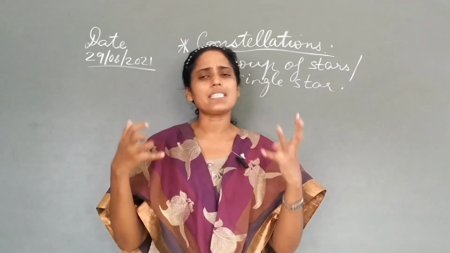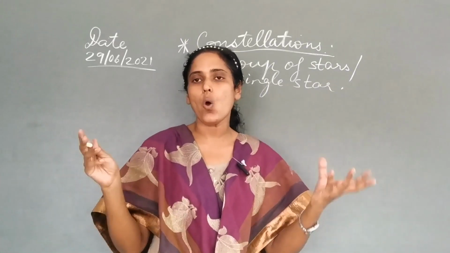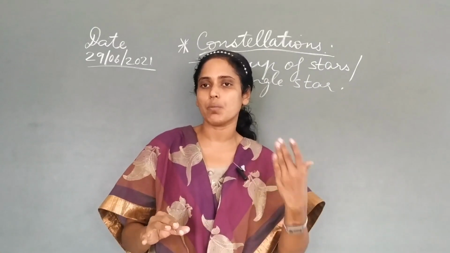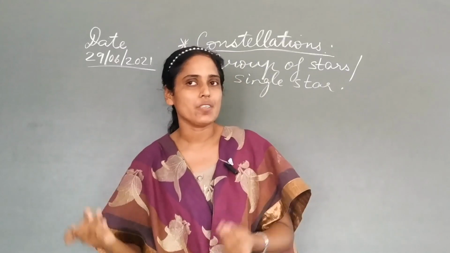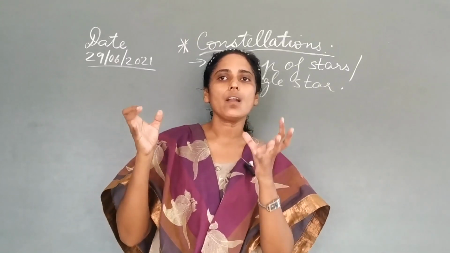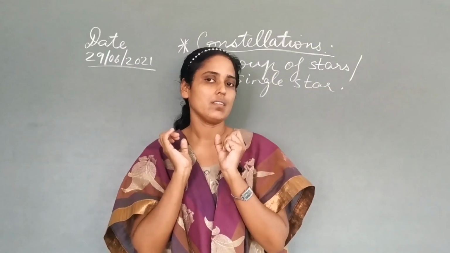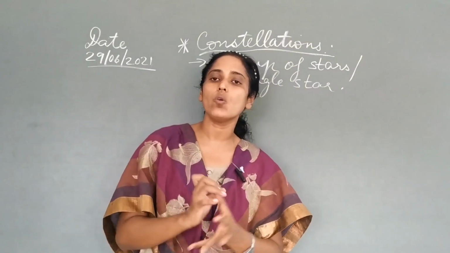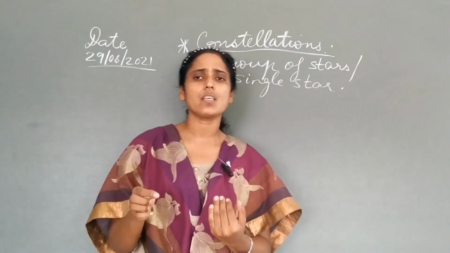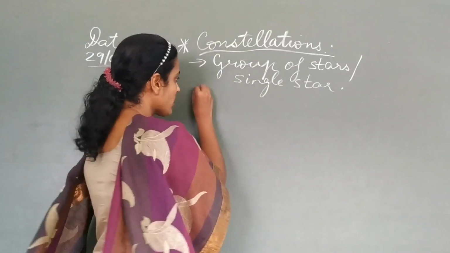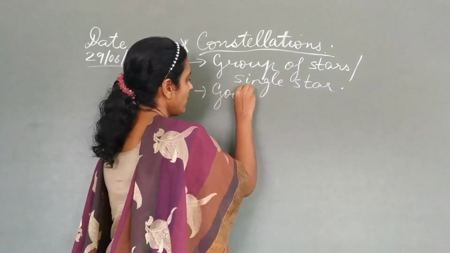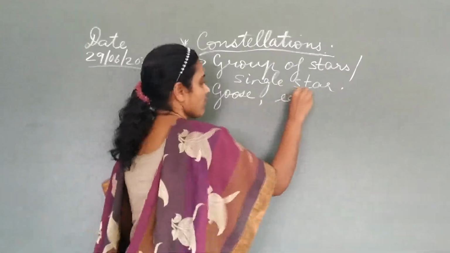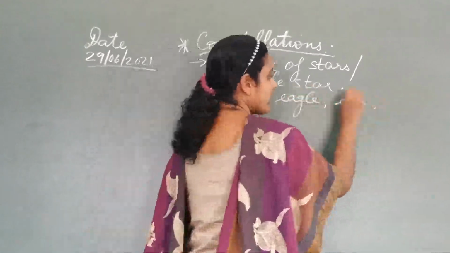Okay. Now there are specific shapes for all constellations. All constellations are different in our Milky Way galaxy, that is our Mandakini galaxy, as we saw in the previous video. All have specific shapes because they are a mass of stars, a group or set of stars or a single star. So all are different. All constellations look different. Sometimes some constellations look like a goose. Some constellations look like an eagle. Etc. The list goes on.